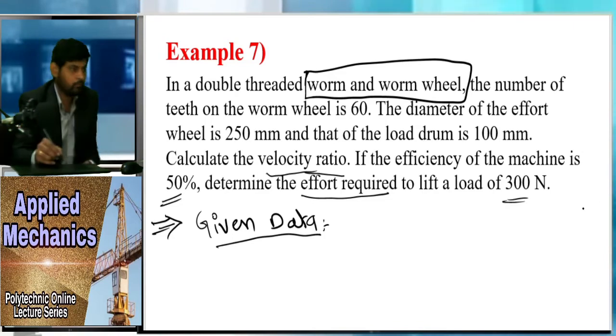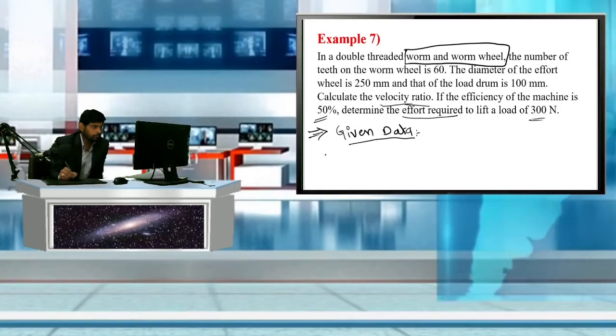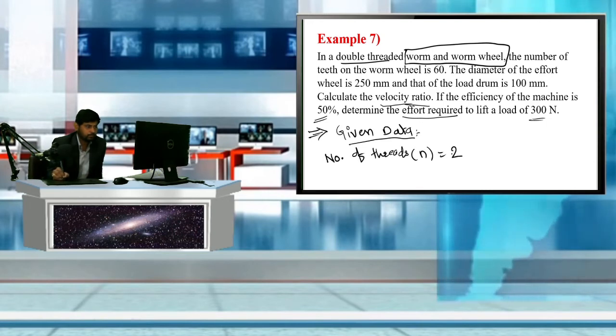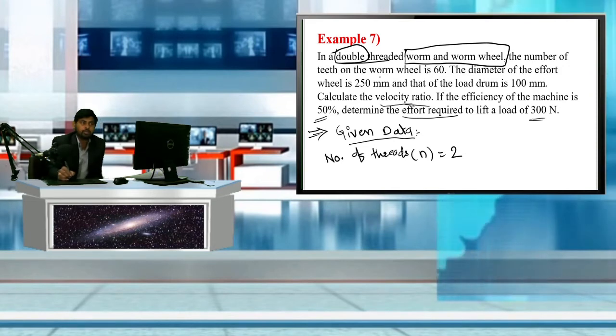So here first thing, number of threads is given to us. How many threads? Double threaded means number of threads, that is n, is given to us as 2. Here double threaded, they are using the word double threaded. If they are not using any kind of thread, so you don't have to take the number of threads.